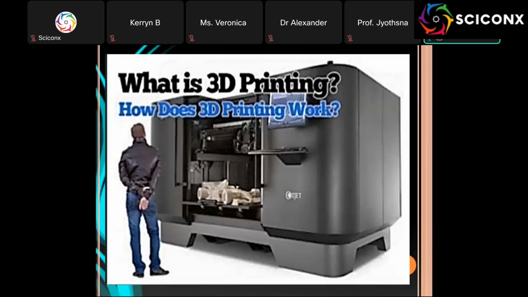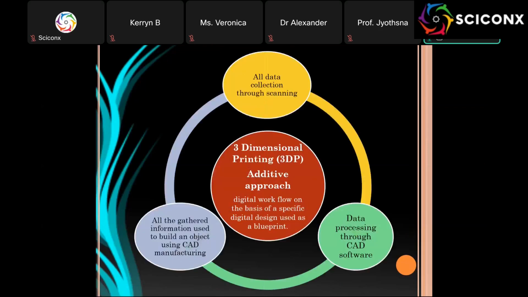Now we will talk about what three-dimensional printing is and how it works. Three-dimensional printing, as we know, is an additive approach of manufacturing an object from the blueprint of the object. Here there are a total of three steps: one is the modeling, the second is the printing, and the third is the finishing of the process. These are also the three principles of the three-dimensional printing process.